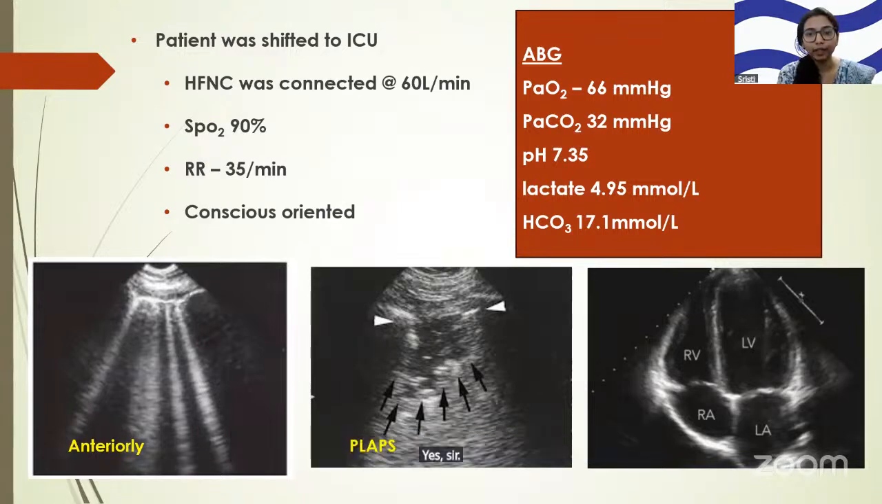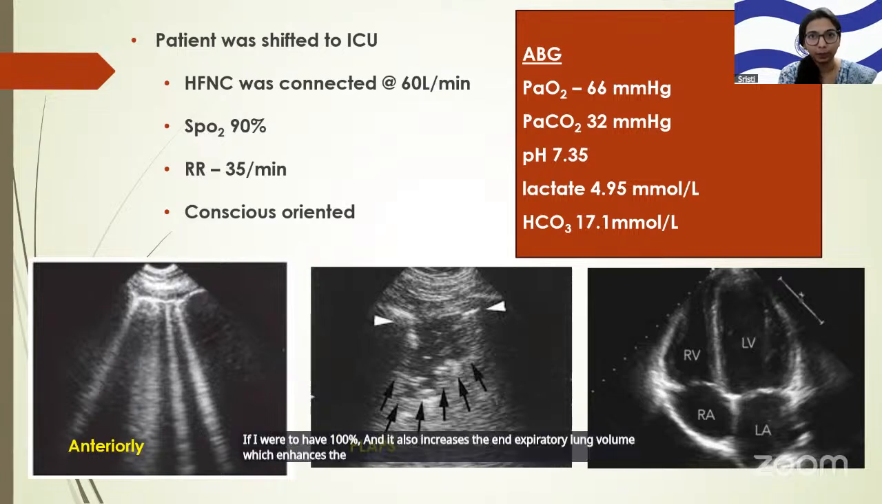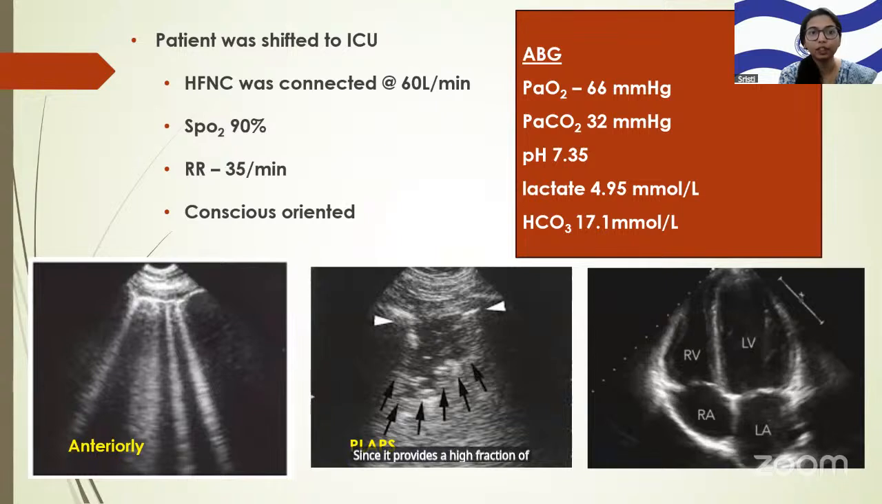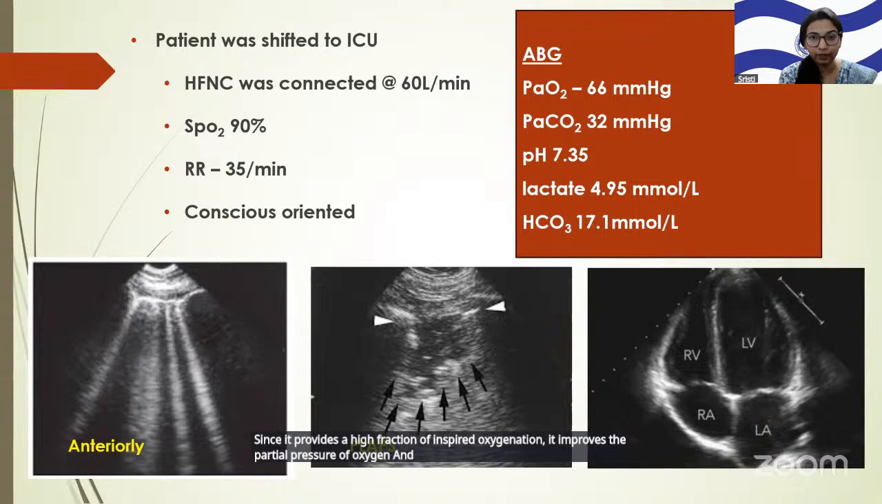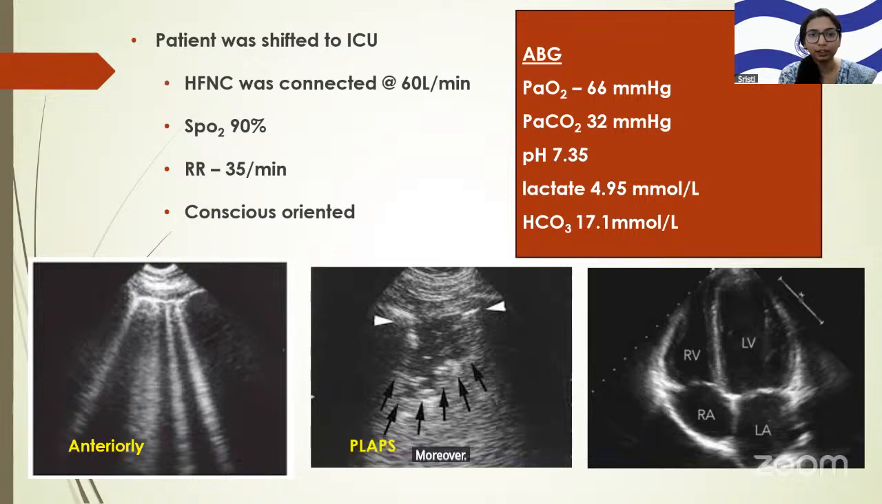Sir, HFNO provides warm, humidified, high flow and FiO2 of up to 100%, and it also increases the end expiratory lung volume, which enhances the alveolar recruitment. Since it provides a high fraction of inspired oxygen, it improves the partial pressure of oxygen, and this decreases the respiratory drive, decreases the respiratory rate and work of breathing of the patient. Moreover, there is increased dead space washout in HFNC.